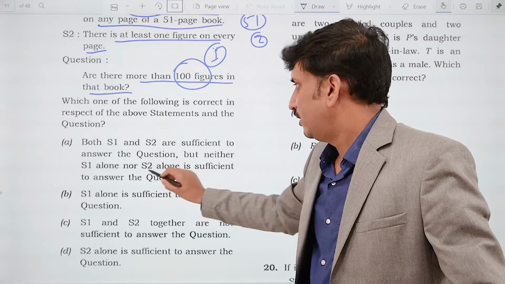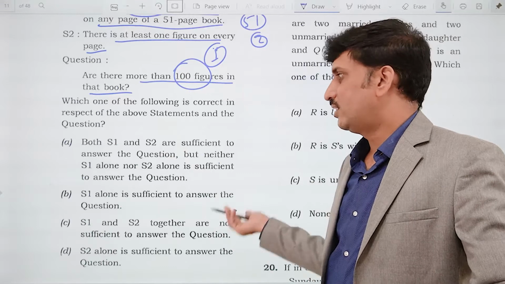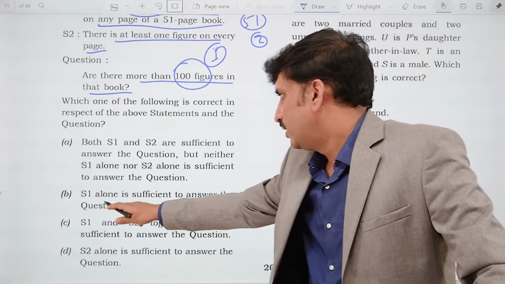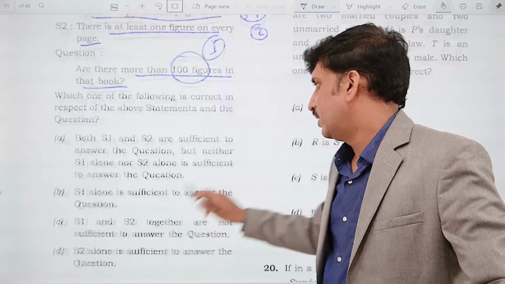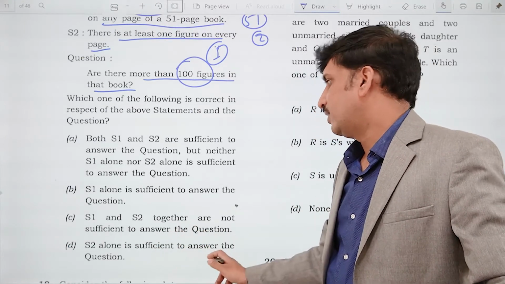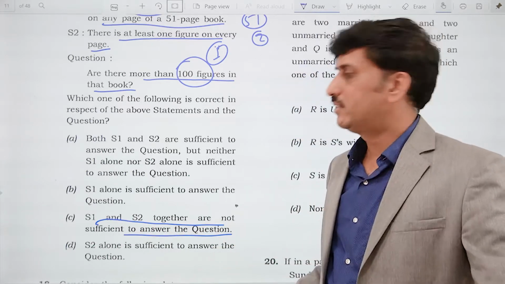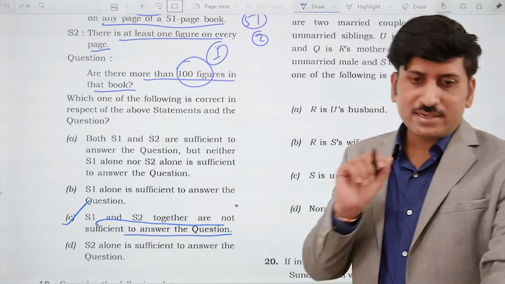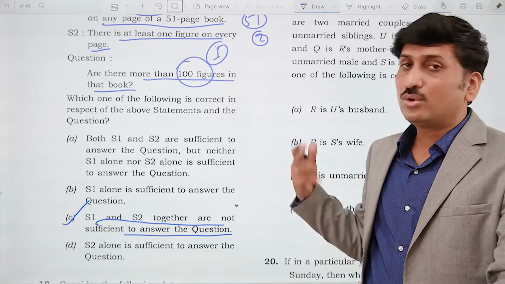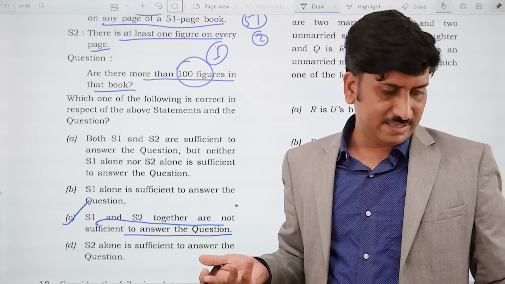First thing, independently it is impossible, and together also not possible. So S1 alone is not sufficient, S2 alone is not sufficient, and even including both together it is not possible to answer that question. Are you understanding the thing? So this is how the questions will be asked, they want to see how you analyze the things.